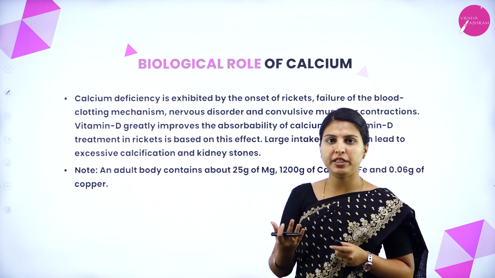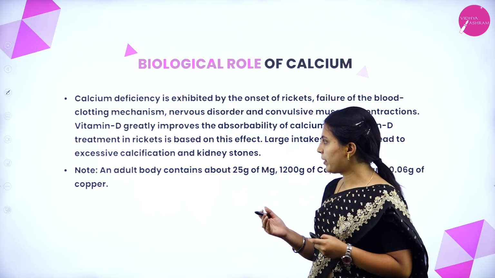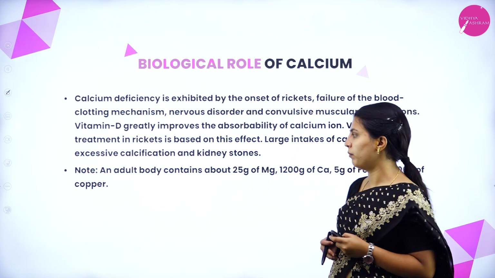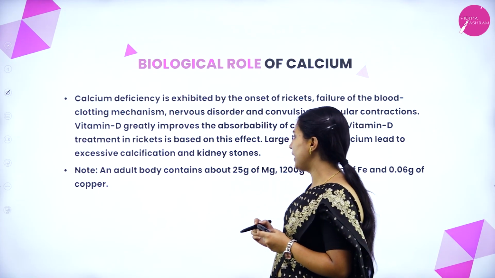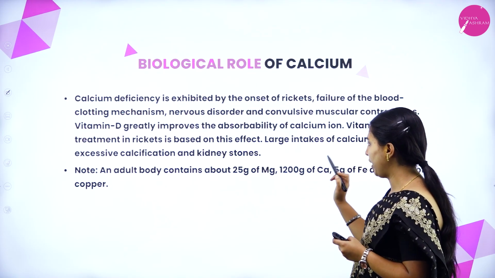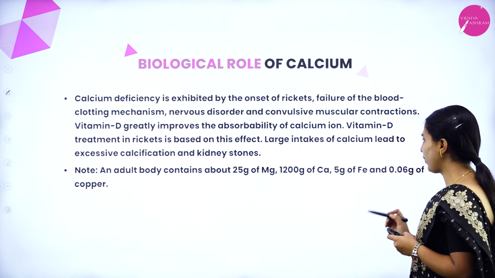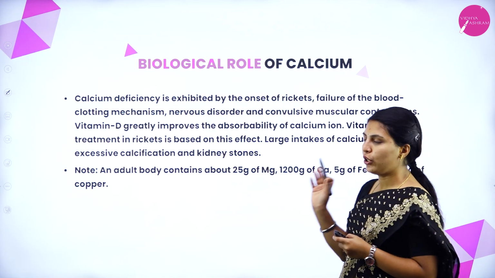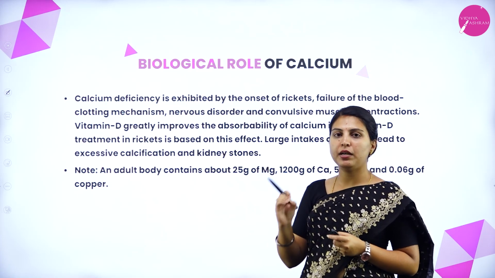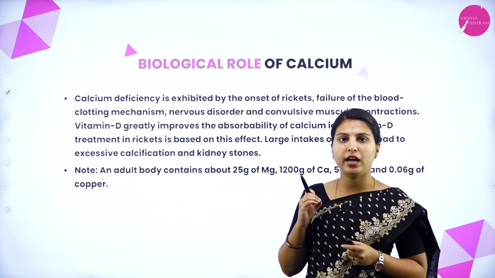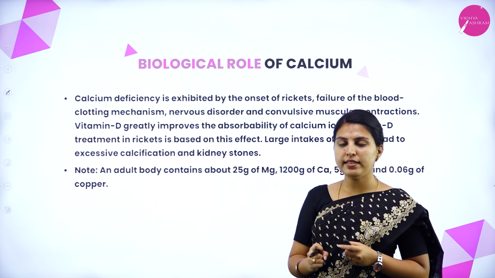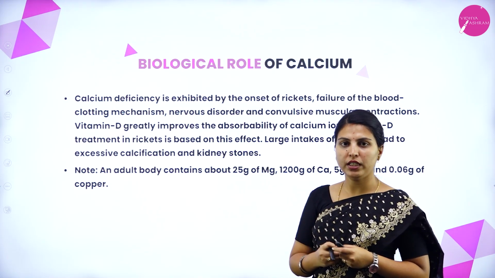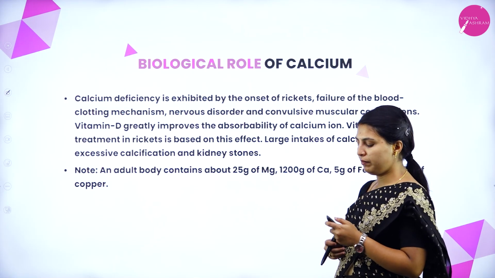For calcium absorption, vitamin D is also required. If it is not present, rickets, calcification or kidney stones will be formed. Note, an adult body contains about 25 gram of magnesium, 1200 gram of calcium, 5 gram of iron and 0.06 gram of copper. These are the elemental amounts that should be present in an adult human being, or else it will turn into rare diseases and we have to suffer with some problems.